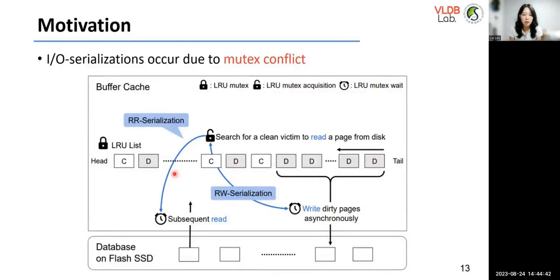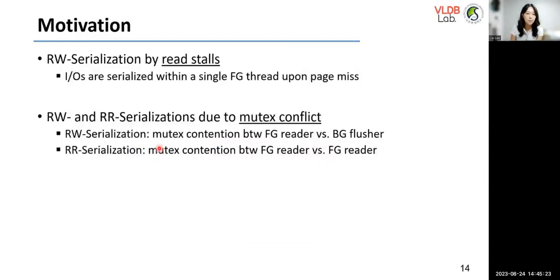And the final type of I/O serialization is called read-read serialization, and this also happens due to the mutex contention of the LRU list. In the previous slide, the figure shows the procedure of a single foreground process issuing the read request. As the foreground process goes through those steps, other foreground processes are idly waiting for the mutex to be released. So please keep in mind that the longer the foreground reading process takes during those steps, especially when looking for a clean page, the longer the other foreground readers have to wait in order to acquire the global LRU mutex.